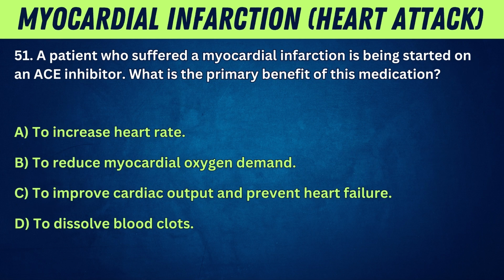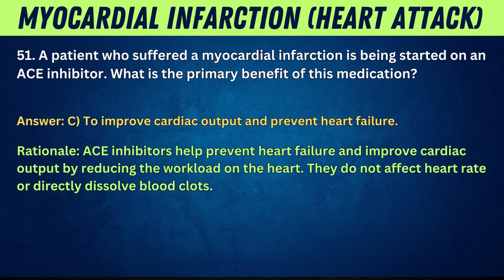51. A patient who suffered a myocardial infarction is being started on an ACE inhibitor. What is the primary benefit of this medication? A. To increase heart rate. B. To reduce myocardial oxygen demand. C. To improve cardiac output and prevent heart failure. D. To dissolve blood clots. Answer: C. To improve cardiac output and prevent heart failure. Rationale: ACE inhibitors help prevent heart failure and improve cardiac output by reducing the workload on the heart. They do not affect heart rate or directly dissolve blood clots.